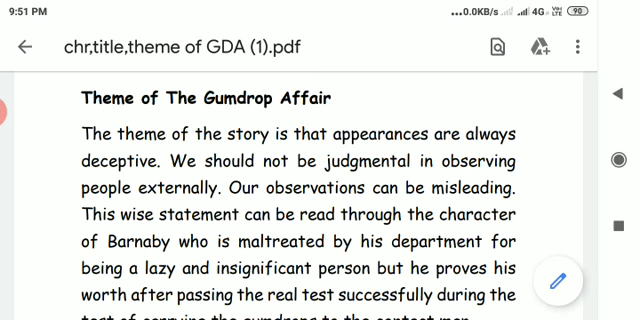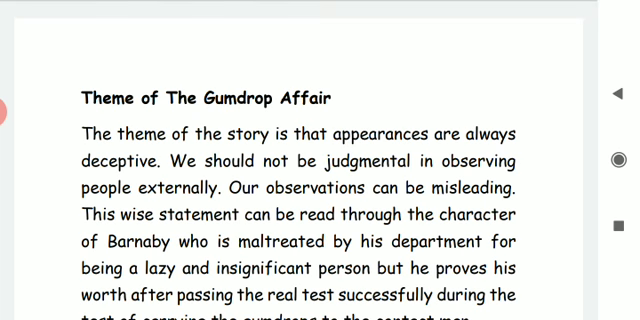Today's topic is the theme of The Gumdrop Affair, and we will be looking at the title of The Gumdrop Affair and also the protagonist, the character of the protagonist. This is a sequel to the previous lecture of The Gumdrop Affair.